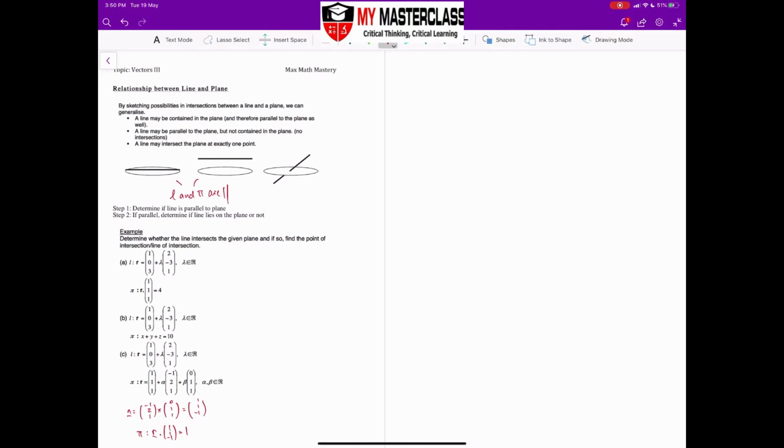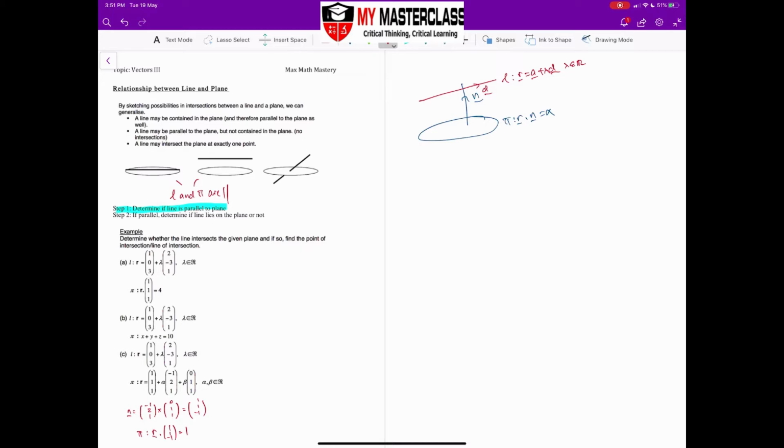Step number one, I have to determine if the line is parallel to the plane. Let's talk about how do I determine if the line is parallel to the plane. So let's say this is my plane equation, r dot n equals alpha, being a constant. So my n is over here. And let's say this is my line equation. We're going to assume that the line doesn't lie on the plane first. For the plane equation we are using the normal. For the line we are using the direction.